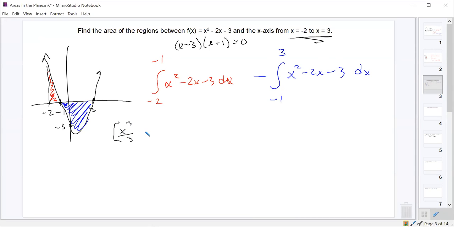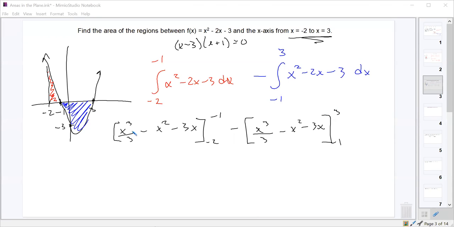All right. So we got x cubed over 3 minus x squared minus 3x from -2 to -1, minus the same integral, right? x cubed over 3 minus x squared minus 3x from -1 to 3. And now we just evaluate. And it gets a little messy because of all the arithmetic and the minus with the more minuses and all that, but that's the way it goes.